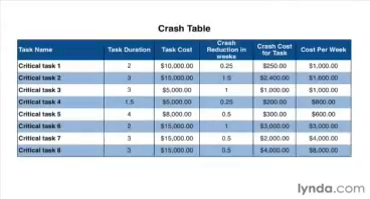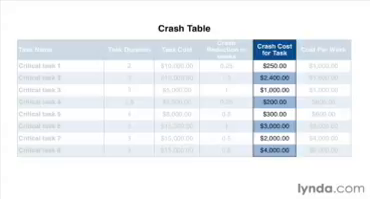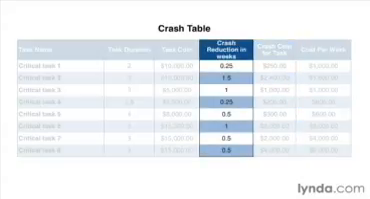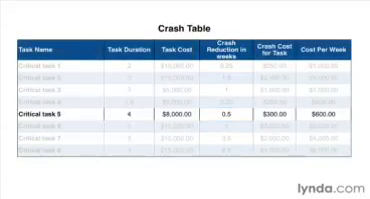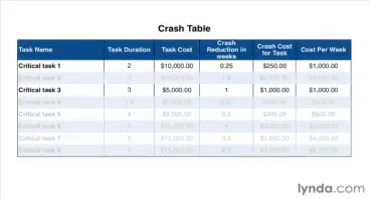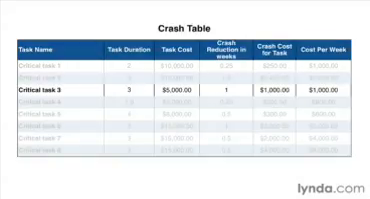A crash table makes it easy to see which tasks you should crash. A crash table includes how much it costs to crash each task on the critical path and the duration you eliminate by crashing them. Crash the tasks with lowest crash cost per week. If tasks have the same crash cost per week, crash the longer tasks first. That way, you crash the fewest number of tasks.